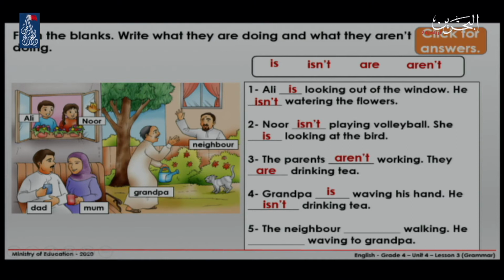Let's read sentence 5. The neighbor is walking. Look at the neighbor. Is the neighbor walking? No. The neighbor isn't walking. He is waving to Grandpa. He is waving to Grandpa.